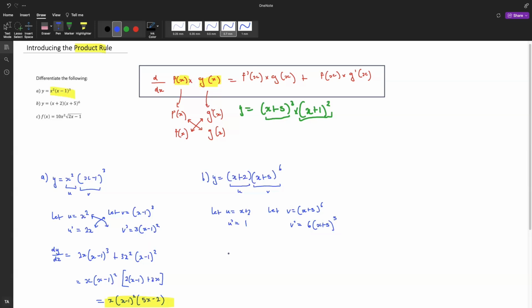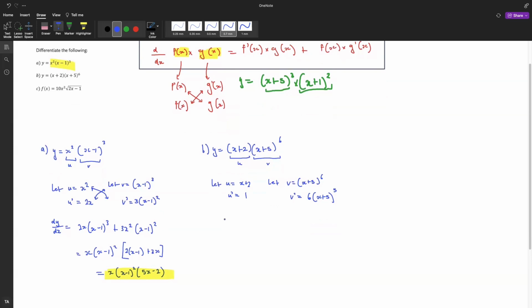Okay, now let's go through our multiplication again. So dy over dx, and since we're adding them, it doesn't matter which order you do them in. It doesn't matter if you do u times v dash first or u dash times v first, because you're adding them anyway. So I'm going to multiply my derivative of u and my v first. That's just 1 times (x + 5) to the power 6, which is just (x + 5) to the power 6, and plus, we've got 6 (x + 2) times (x + 5) to the power of 5.